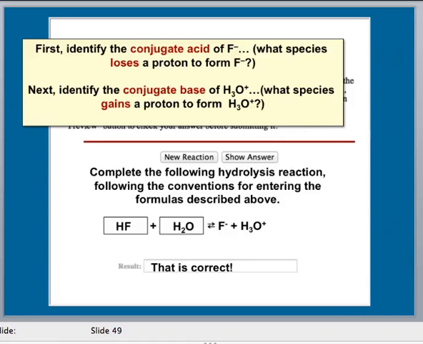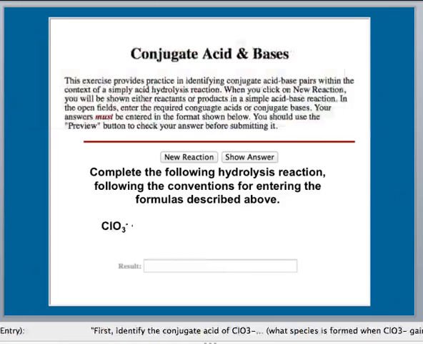This is the Bronsted acid. What species gains a proton to form hydronium? Water plus a proton gives hydronium. Therefore, this is water, and there we are. Let's do another one. We have chlorate. This is hydronium. What are we going to get?